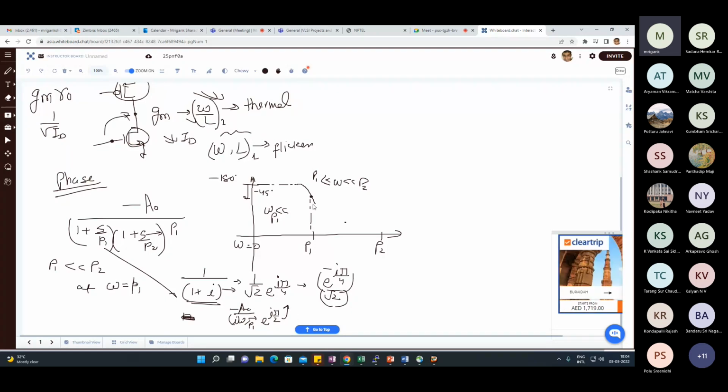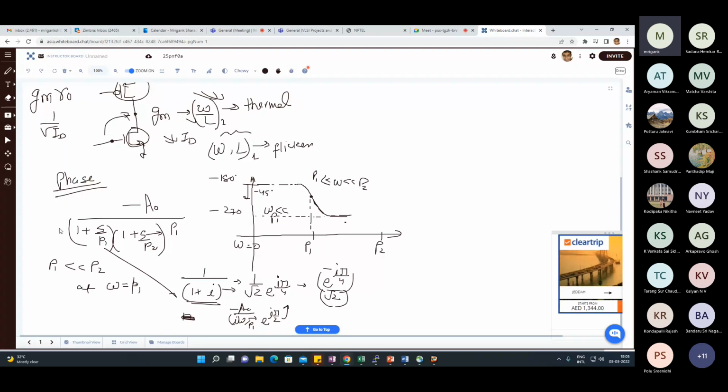That indicates that in this region it will saturate at this value, right? Minus 90 degree additional, so it will be minus 270 degree. So as compared to 180 degree, we have arrived at an additional minus 90 degree phase shift in this region. And then the same phenomenon will happen.